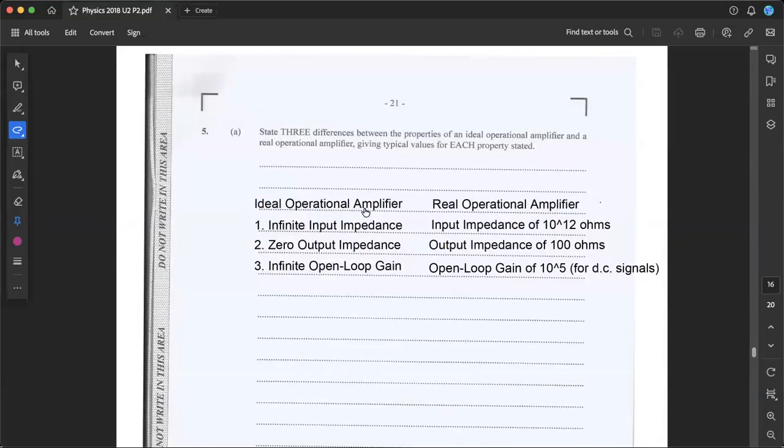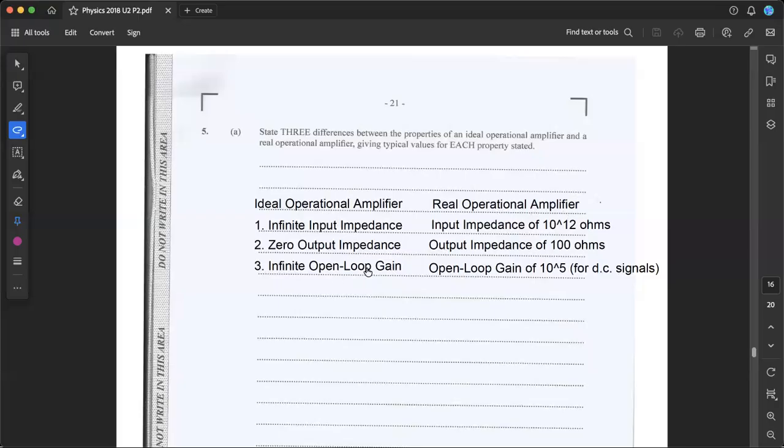For the ideal operational amplifier, we would want that to be infinite. So we want an infinite input impedance, but in reality, we observe an input impedance of around 10^12 ohms. The next property is the output impedance. In the ideal case, we want it to be 0. We want a 0 output impedance, but in actuality, what's measured is a 100 ohms output impedance, and that's what we have for the real operational amplifier.